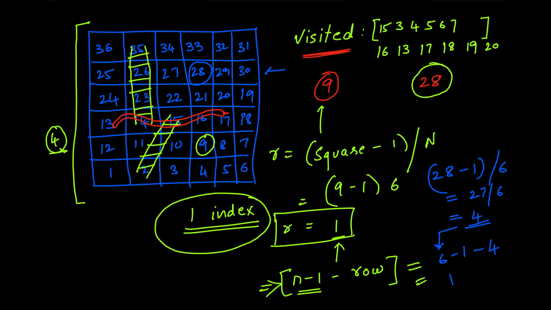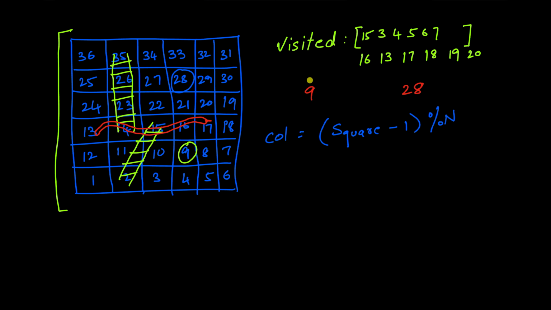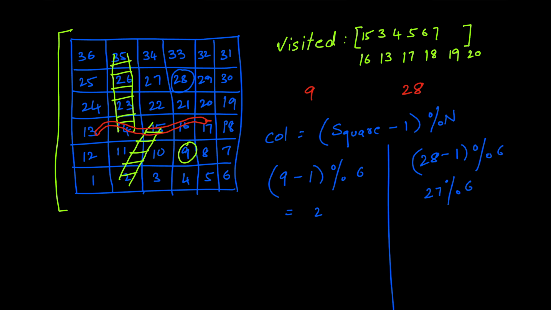Now let's discuss how we can calculate the column value. The conventional formula to calculate column is square minus 1 and then apply the mod of n operation on it. Using this formula for square 9, the column will be 2. And for square 28, the column will be 3. If you compare these values to the actual position of 28 and 9 on the board, you will see the value of 28 is correct, but for square 9 it is incorrect.